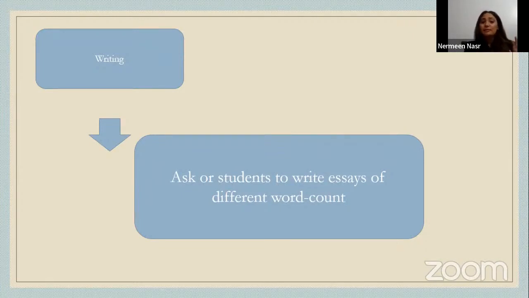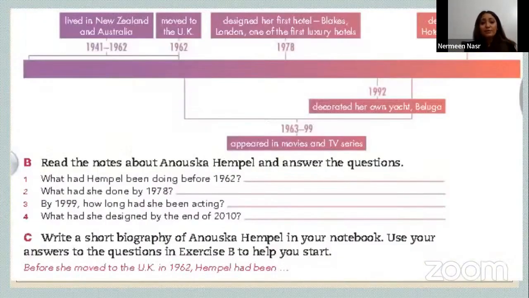So let's see this. For example, this is a part of the book where the students have to read the given information, answer the questions, take notes, and then write a short biography. So the main aim here is to write a biography.